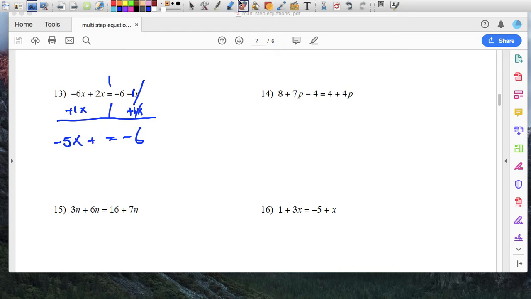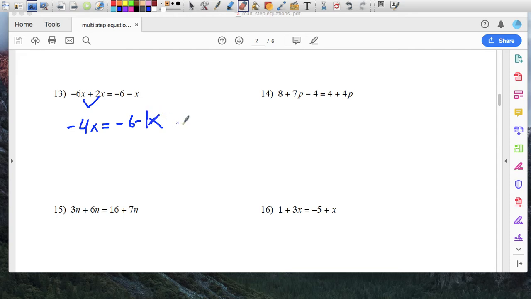Uh-oh. I did this wrong again. Did I say it was too early? There is no distributive property, but there is combined like terms. These two I can combine because they're the same. And again, I get negative 4x equals negative 6 minus x. Now I can get rid of this 1x over here, right? Because I combine like terms, so follow your order. In order to do that, I'm going to add 1x on this side. So if you want to draw that line and add 1x on that side, negative 1x and plus 1x goes out.